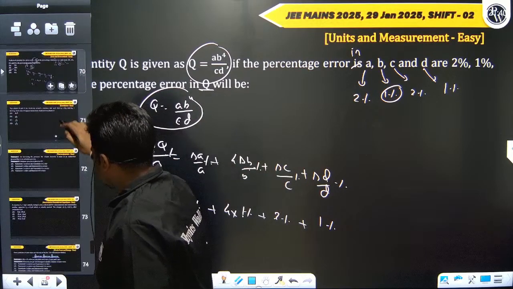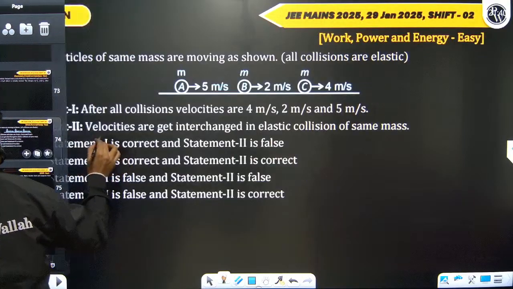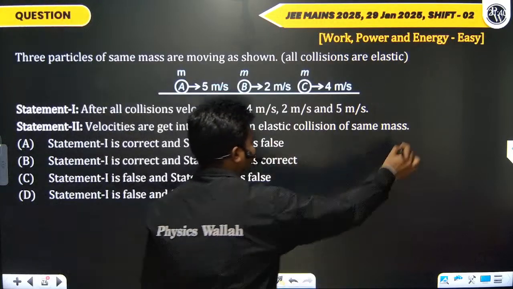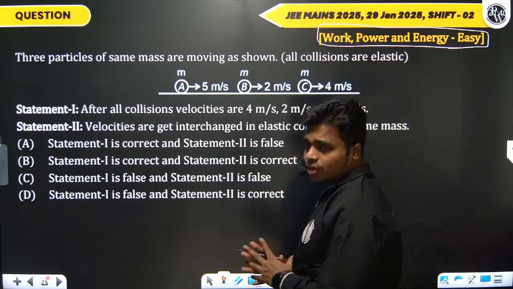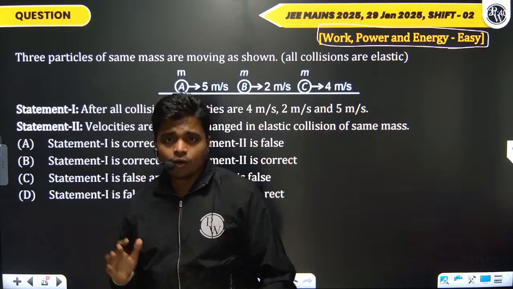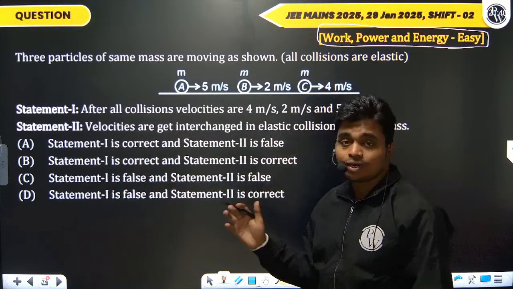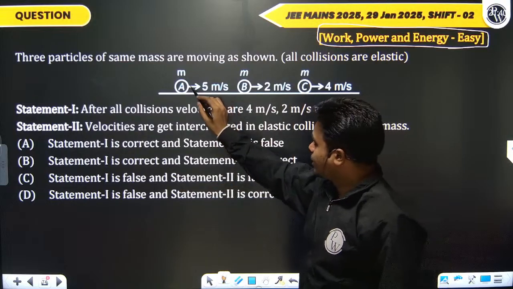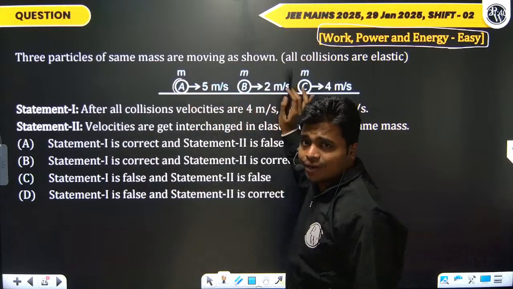Moving to the next question. There is one question which came from the collision topic. Again it will be easy, a standard one. The elastic collision is there and the masses are equal. Whenever masses are equal and the collision is elastic, what happens? The velocities get interchanged. Let's say this one is moving with a velocity of 5 meter per second. Each of them has the same mass.